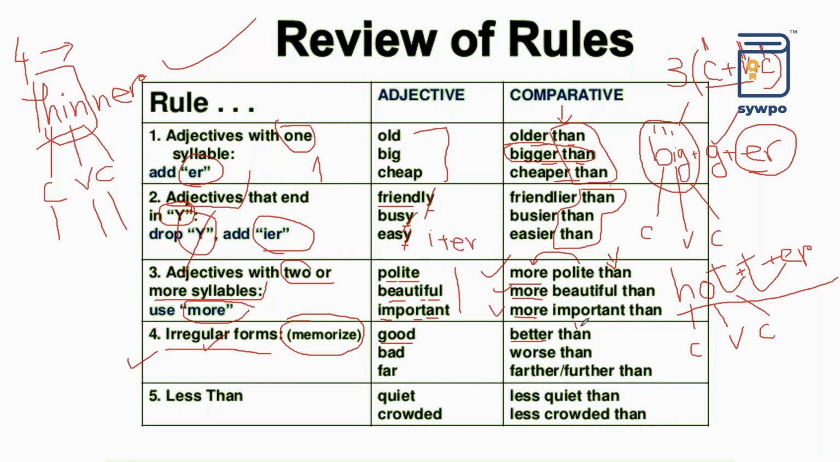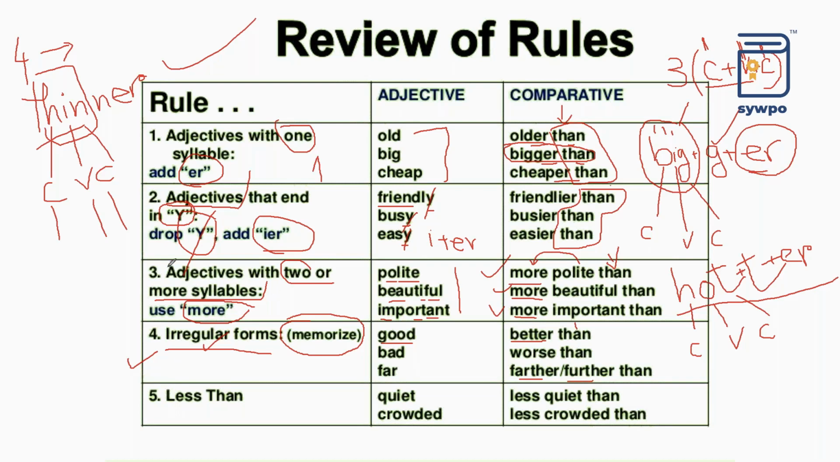Good becomes better than. Bad, worse than. Far, further than. You have 2 spellings of further, one with A and one with U. Both have the same meaning, remember. Okay? Both have the same meaning. One is used in American and the other one is used in British English. But it's the same. They have the same meaning. Far is farther than or further than.